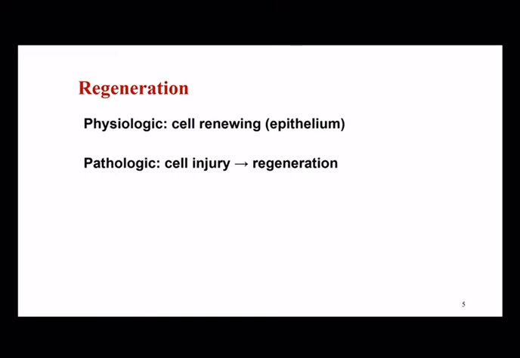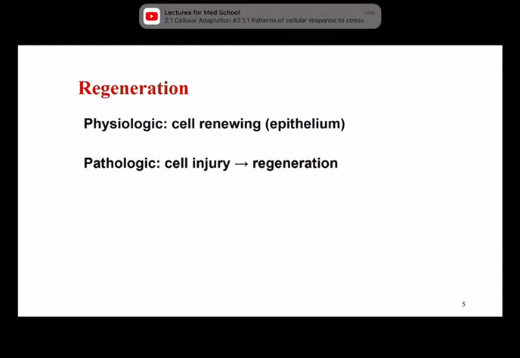Cell regeneration can be physiologic and pathologic. The physiologic regeneration, which is called cell renewing, such as gut epithelium, is constantly partially lost and replaced by cell division. In pathologic regeneration, in cell injury, lost parenchymal cells are replaced by division of adjacent surviving parenchymal cells to restore injured tissues.